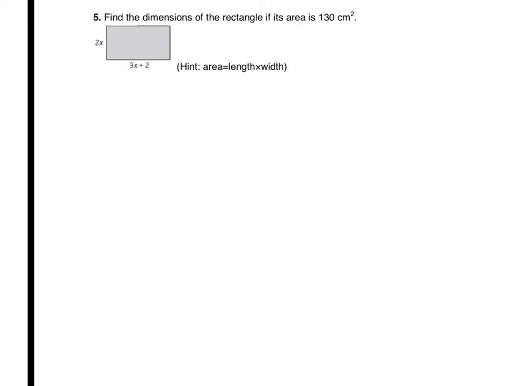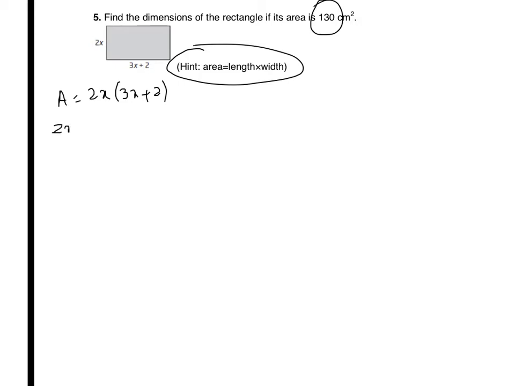the next question is, we have to find x and the dimensions of the rectangle. So the area of the rectangle is 130 square centimeters. We know with the hint which is given here, the area is length times width, so I can write A is 2x times 3x plus 2. Now, we know that the area has to be 130, so I can write 2x times 3x plus 2 is equal to 130. I'm going to expand this and bring it to the left.